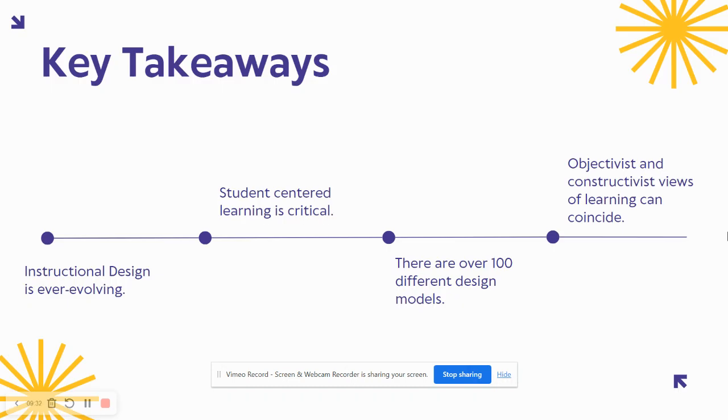So I believe my key takeaway in all of this is that instructional design is ever evolving. There are new models popping up, and old models are still good to this day. There are almost 100 different design models, and they all can be used in different ways. To me personally, I feel like student-centered learning is critical. In this day and age, in like 2023, everybody learns differently. All students are different. I think that as long as you have structure, learning can be student-centered.